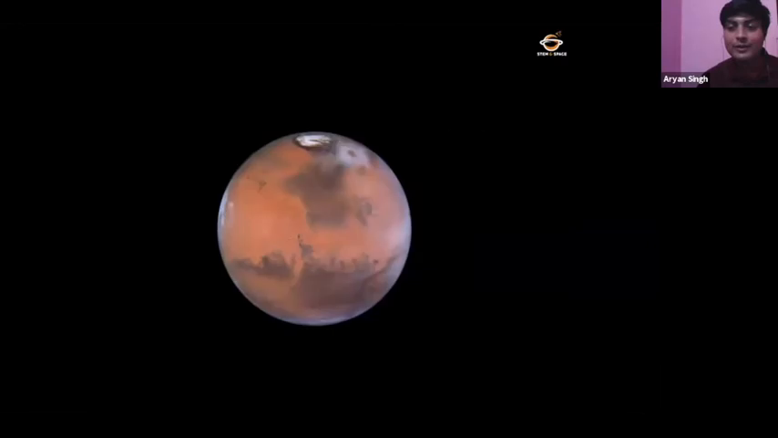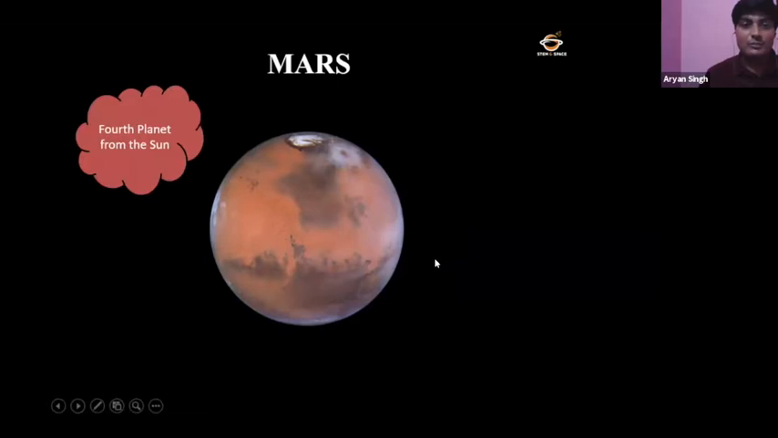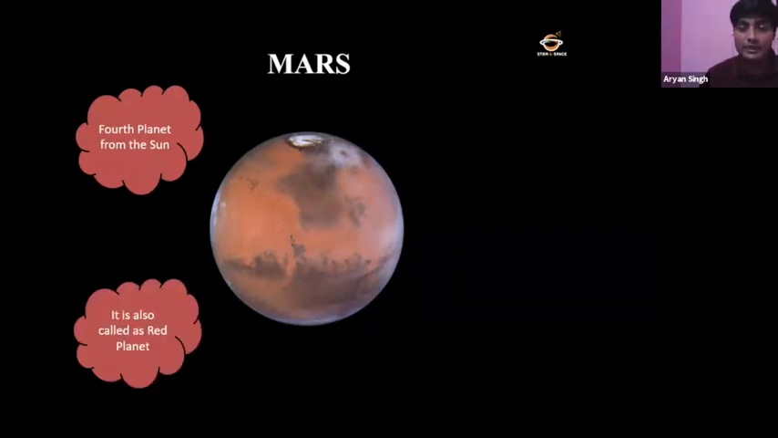Now moving ahead with the next planet, and somebody has already answered, Himanshi, Adhyan, Pallavi, that's Mars. Very nice. So everybody knows about this planet, the fourth planet right after Earth. Okay, so talking about Mars, everybody knows, fourth planet from the sun. It is also called the red planet.